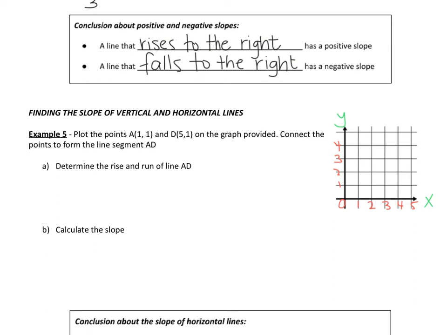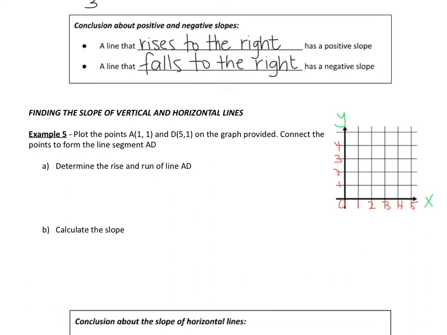Okay, now we're going to look at some special cases. So how do we find the slope of lines that are not slanted at all, but the lines that are completely vertical or completely horizontal? So example number 5 asks you to plot points A and D on the graph provided. You're going to connect the points to form a line segment that we're going to call AD. You need to find the rise and run of the line and then calculate the slope.